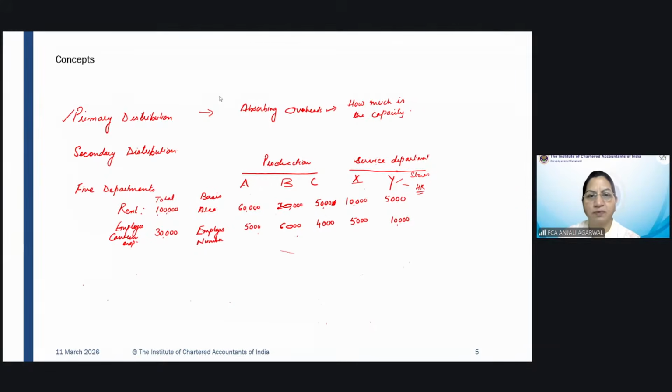So this is reciprocal. If both ratios are there, means X to Y and Y to X, then there cannot be any sequence. Then you have to follow reciprocal distribution, right?